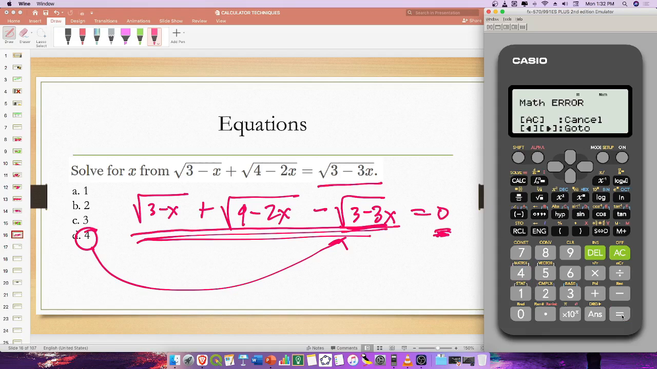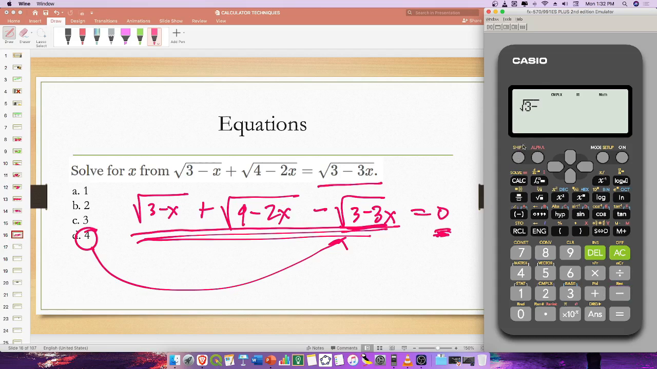Math error means the syntax is wrong. For example, you cannot take the square root of -1 using real numbers. So instead, we will be using complex. We are going to go to complex mode, mode 2, because we will be dealing later on with complex numbers here. And then input again your equation.